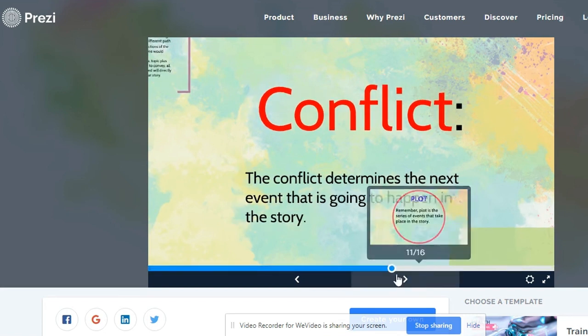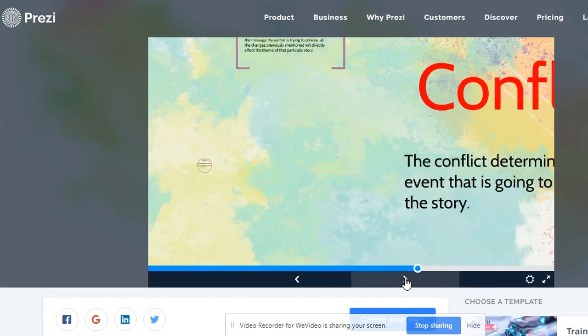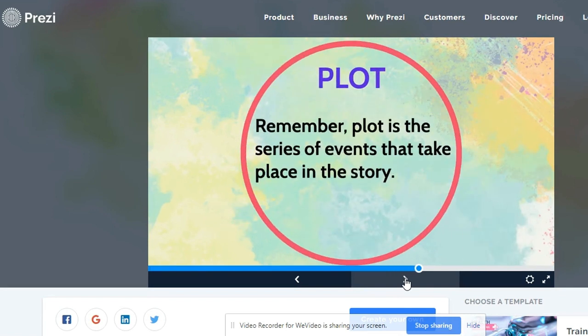Okay, so now we're looking at the plot. The plot is the series of events that take place in the story. It's the flow of the story from the beginning to the middle to the end. It includes the conflict and some kind of resolution of that conflict.